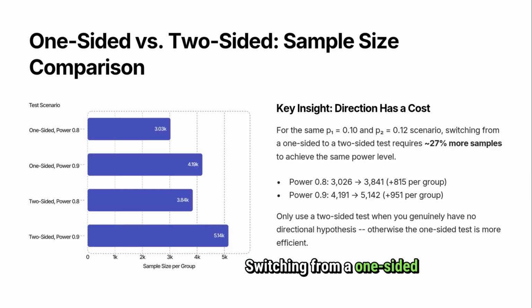Switching from a one-sided to a two-sided test increases sample size by about 27% for the same scenario. For power 0.8, samples increase from 3,026 to 3,841. And for power 0.9, from 4,191 to 5,142. Use two-sided tests only when no directional hypothesis exists, as one-sided tests are more efficient.